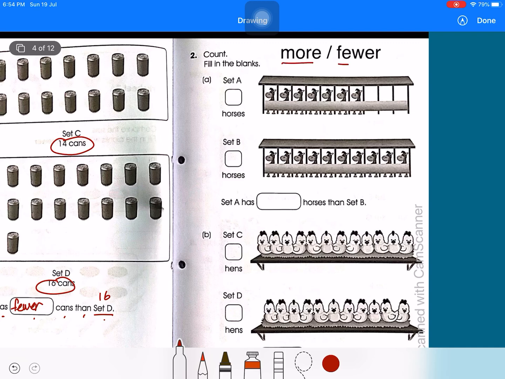Next page, the same thing. We write down the word more or fewer in the box given. So count, fill in the blank. Besides writing more or fewer, we need to count the quantity of horses as well. Set A has 1, 2, 3, 4, 5, 6, 7, so 7 horses. Set B has 1, 2, 3, 4, 5, 6, 7, 8, 9, 10, so set B has 10 horses. Set A has what horses than set B? Set A has 7 horses, set B has 10 horses. That means set A has fewer.